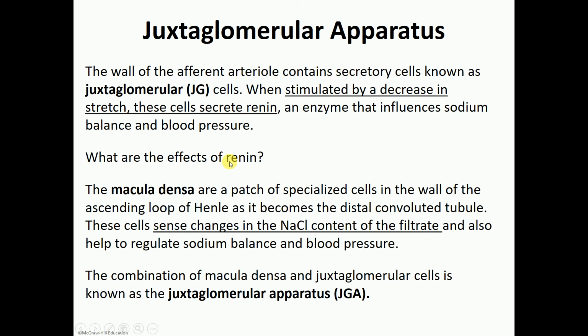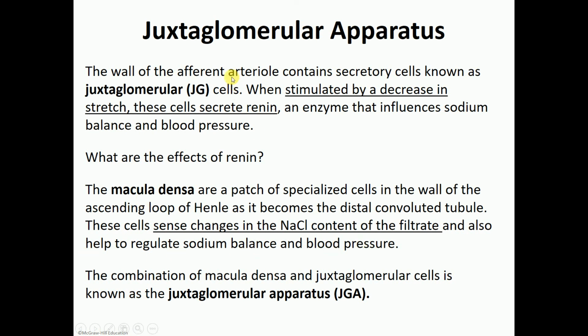The other group of cells are known as the macula densa cells, and these are very specialized cells that are found on the ascending limb of the loop as it turns to become the distal convoluted tubules. These macula densa cells sense changes in the osmolarity of the filtrate, so changes in the sodium chloride content of the filtrate. In doing so, they can regulate how much sodium, and again, you always want to combine sodium with water, how much sodium and water the body is going to use. So it helps in regulation of sodium balance and blood pressure.